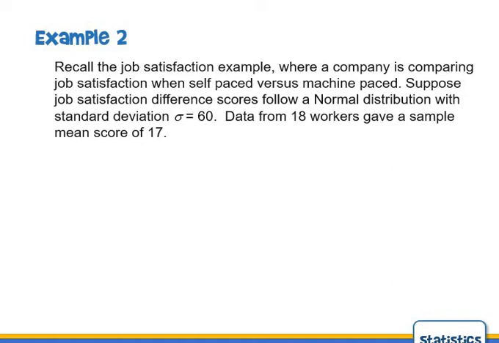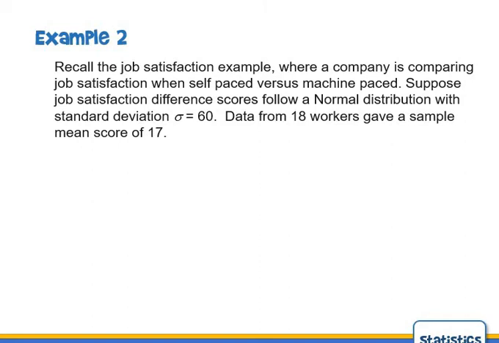So example 2, we're going to go back to the situation we had in example 1 where they were doing job satisfaction, and I'm going to throw in some numbers so that we can actually compute a p-value here. Recall the job satisfaction example where they were doing machine-paced versus self-paced, and they measured the difference between those. We had the null hypothesis that mu was 0, that the average difference was 0, versus not equal to. So the company was comparing job satisfaction of self-paced versus machine-paced. Suppose the job satisfaction difference scores follow a normal distribution with a standard deviation of sigma equals 60. Data from 18 workers gave a sample mean score of 17.